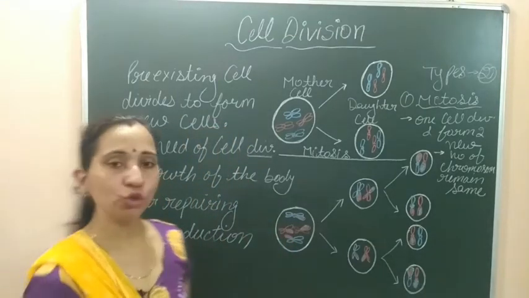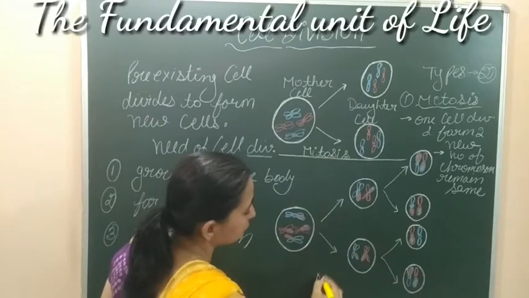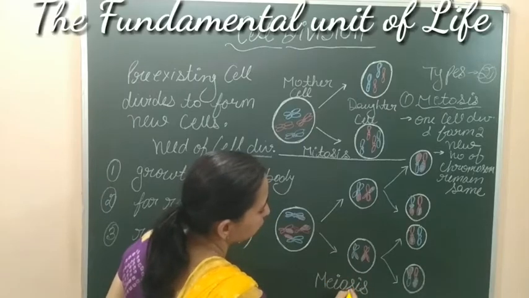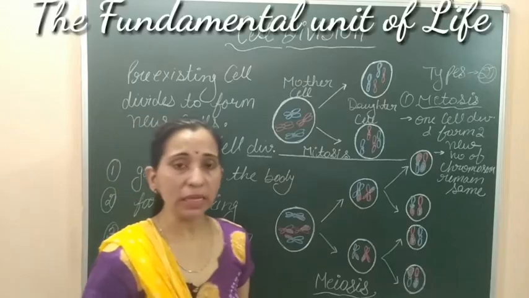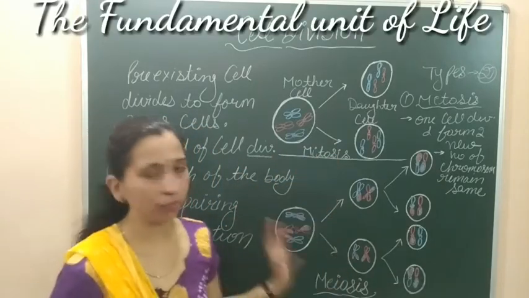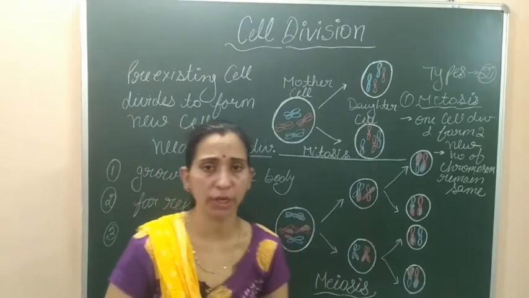Now let's come to the other type of cell division. This second type of division is known as meiosis. इस division को हम बोलते हैं meiosis. In meiosis, this is a division which is different from the mitosis. Here you can see with the help of the diagram, बहुत simple way में diagram से आपको explain करने की कोशिश की गई है.